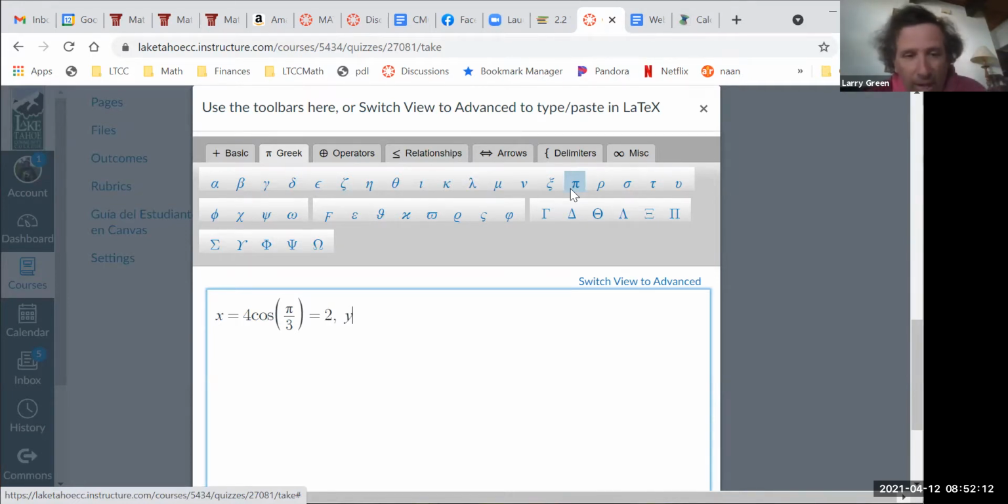And then we got to get y. Y is equal to, and what's the formula for y? Yeah, r sine theta. So r, again, was 4, so y is equal to 4 sine of pi over 3.